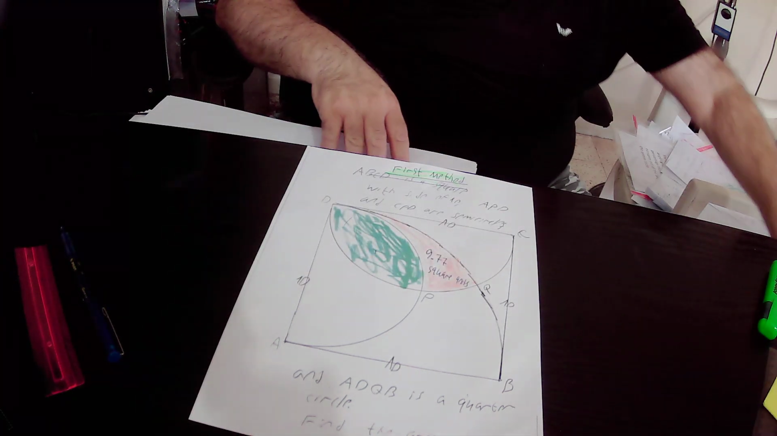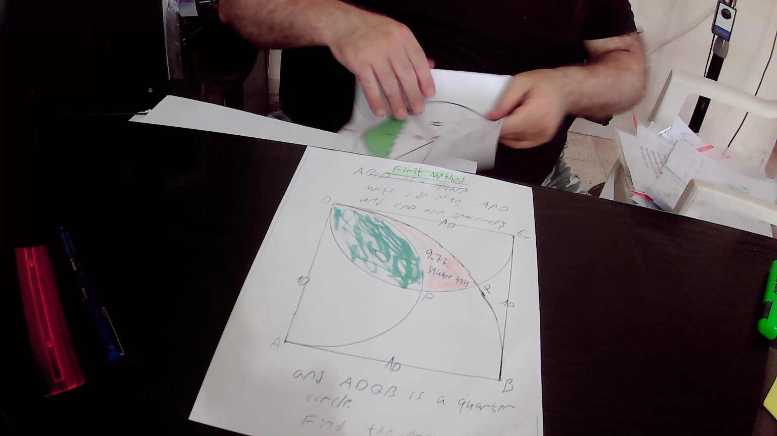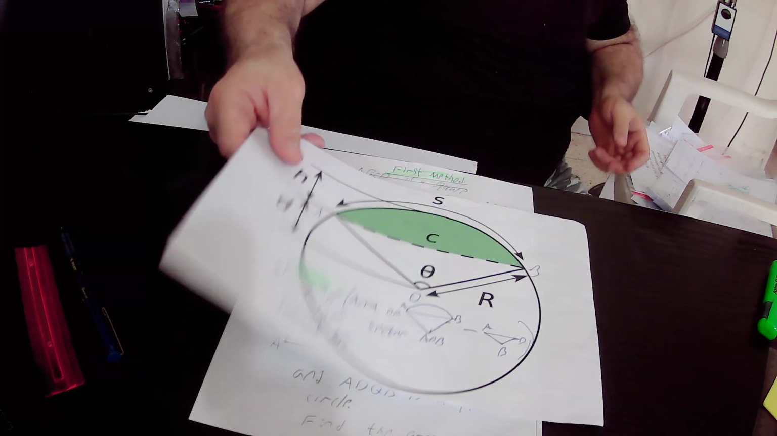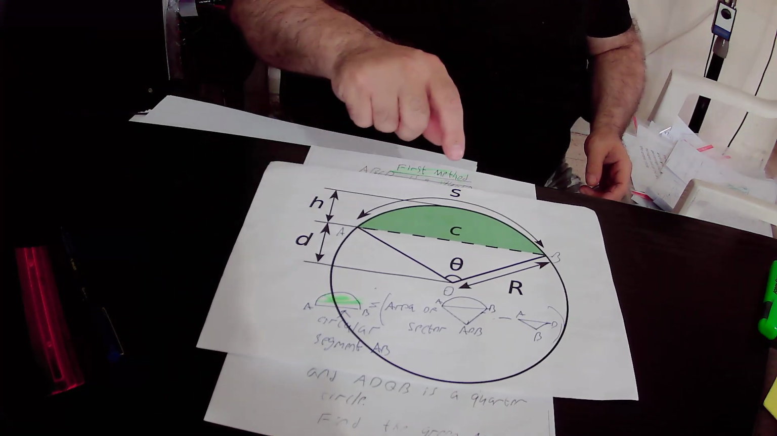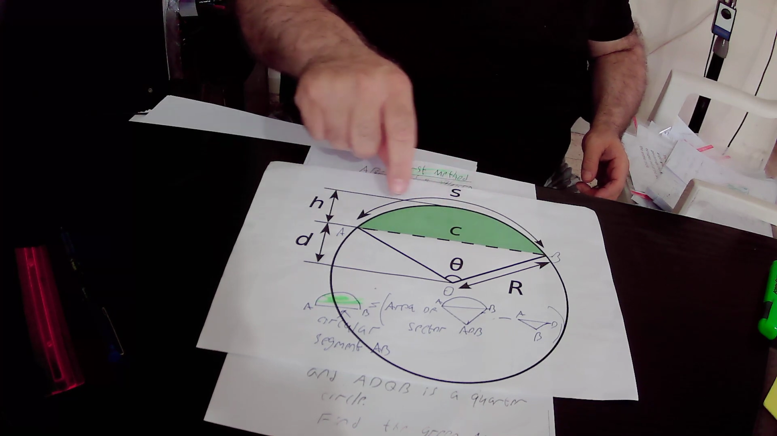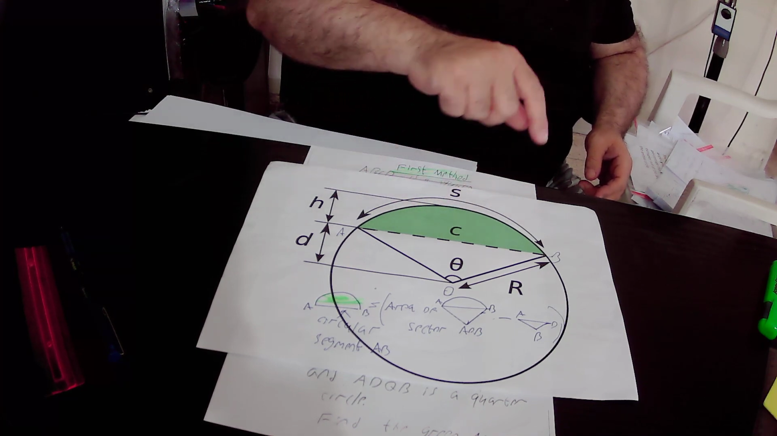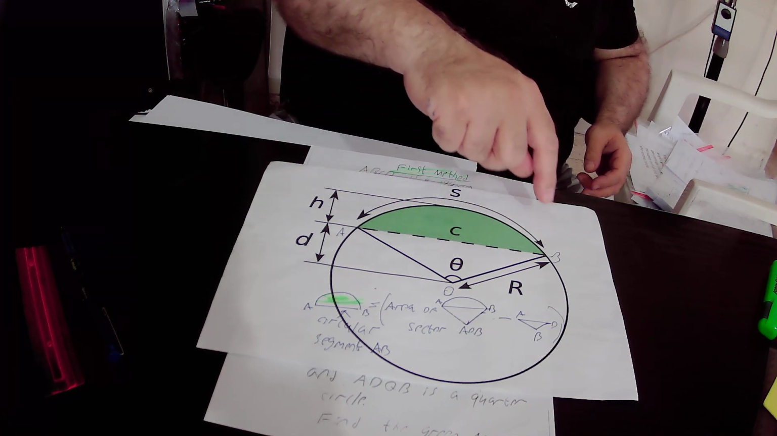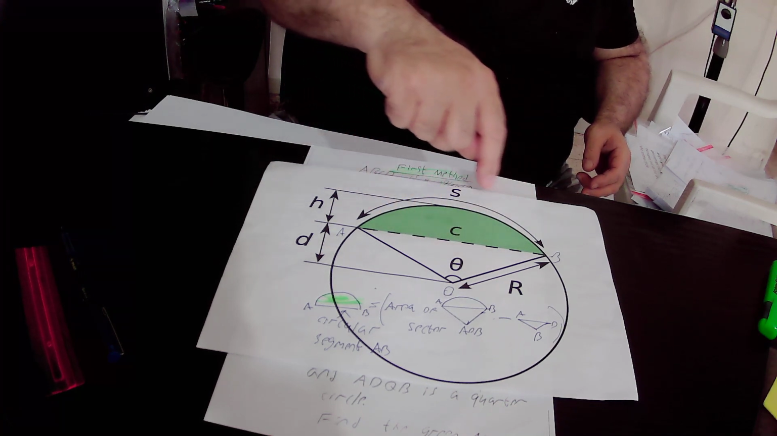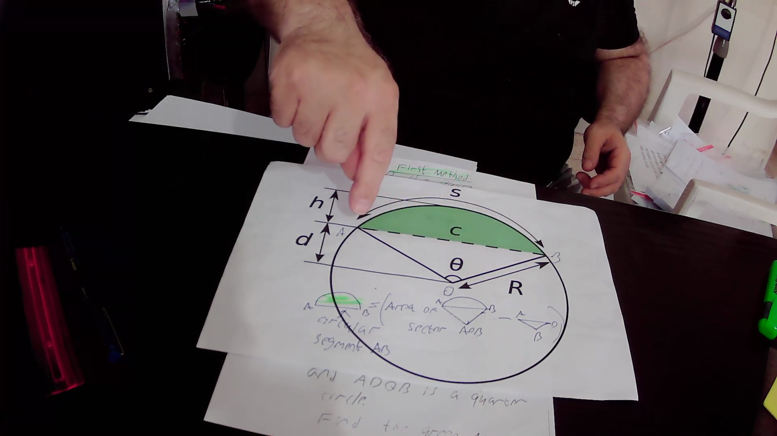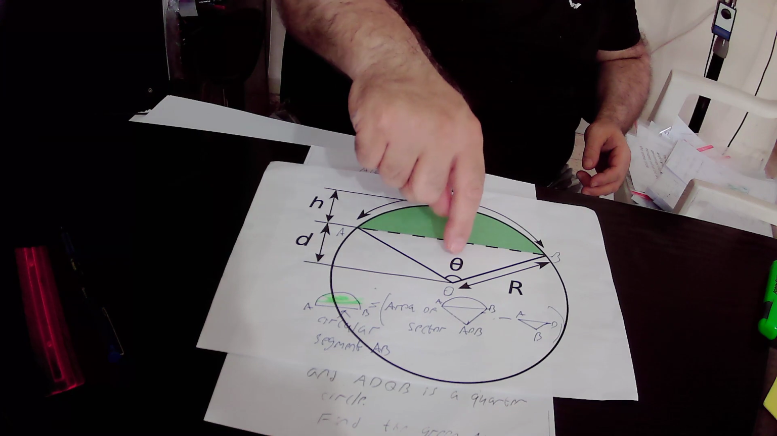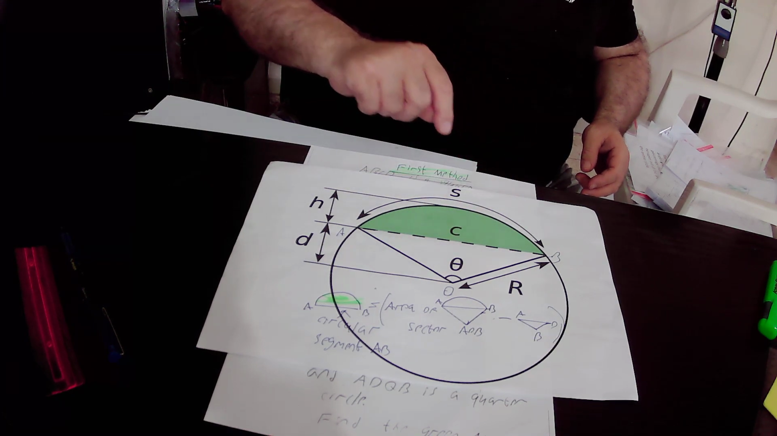Then I presented to you the second concept, that is the area of a circular segment. The green shape is equal to the area of sector AOB minus the area of triangle AOB. Okay?